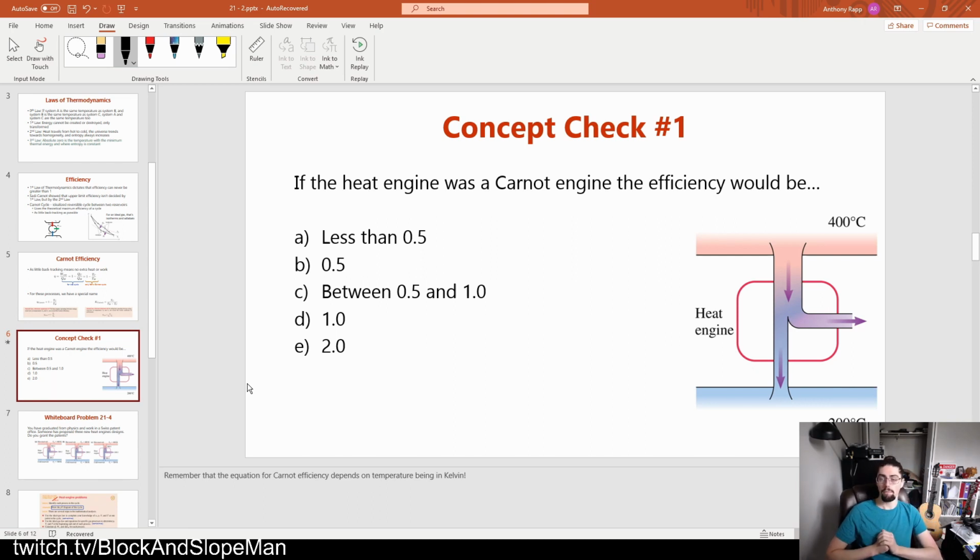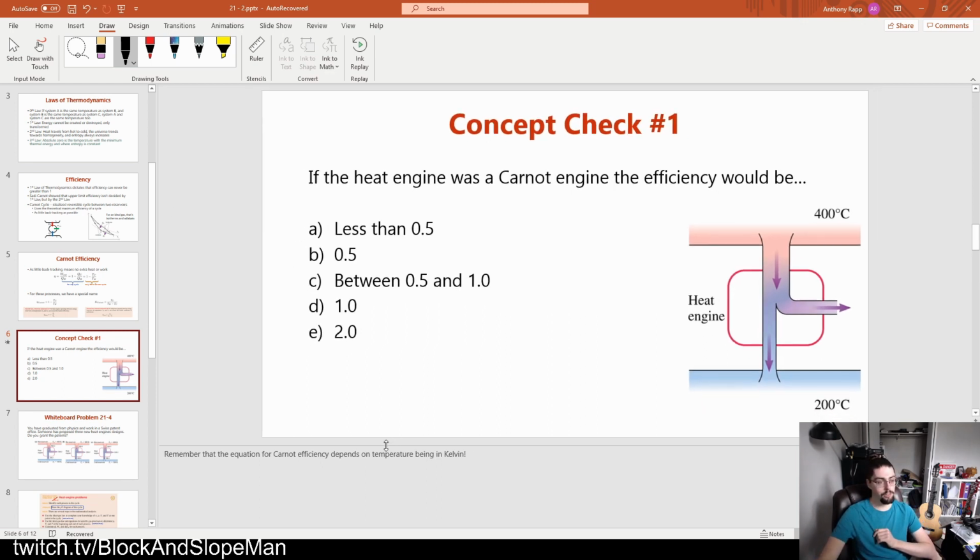So let's try it in a concept check. If this was a Carnot engine that I see in this picture right here, and I realize that it's still, let me bump this up just a little bit more. There we go. Now we can see the 200C. Operating between 400C as the hot reservoir and 200C as the cold reservoir, what range of an efficiency would I expect to see? Take a minute, think about it. It should indeed be less than 0.5.